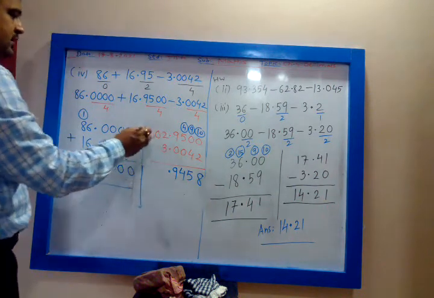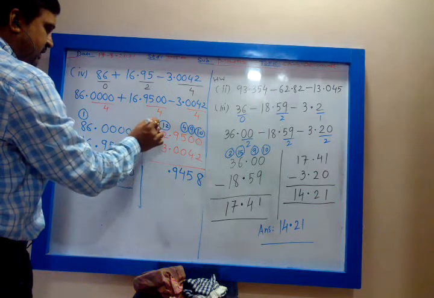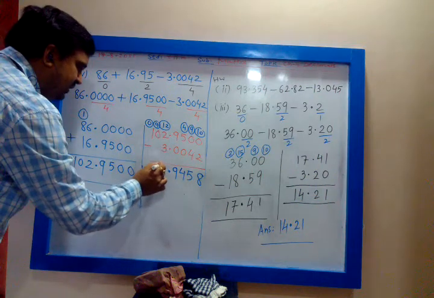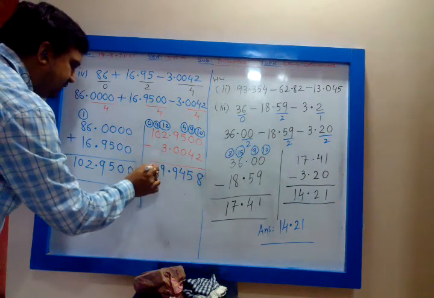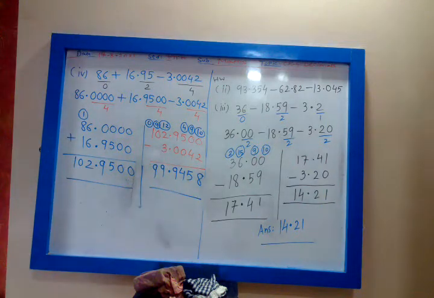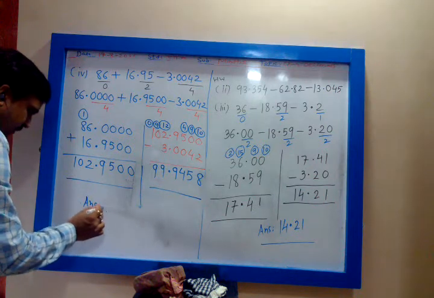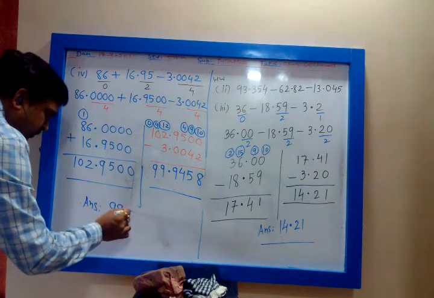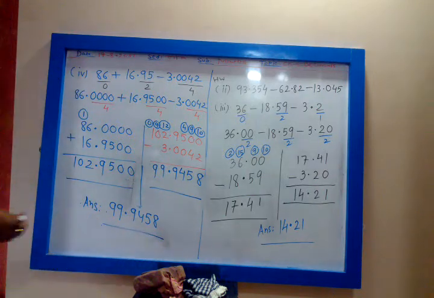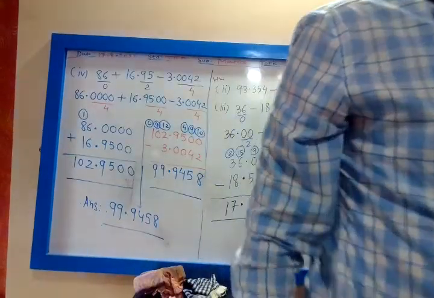Then this is 2 and 3. So this will become 12, and 0 will become 9, 1 will become 0. 12 minus 3 is 9. 9 minus 0 is 9. 99.945. Yes, the answer is 99.945.